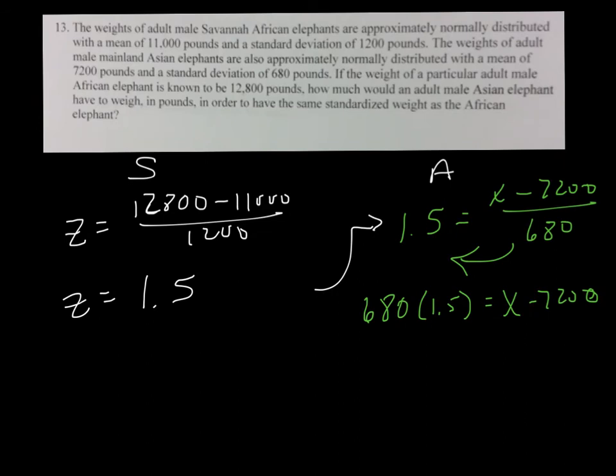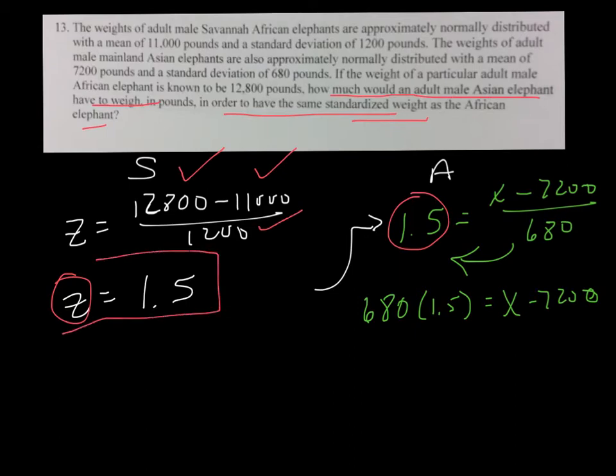Okay, on number 13, it's basically saying how much would an adult male Asian elephant have to weigh in order to have the same standard weight as an African elephant. Well, that means we know that the z-scores are going to be the same. So they both have the same z-score. Now watch. I take the weight of the elephant, subtract it from the average, divide it by the standard deviation, and I get a z-score of 1.5 for the African elephant. Since the Asian elephant has to have the same z-score, I plug in the z-score, the average, and the standard deviation, and then I'm going to look for the weight.